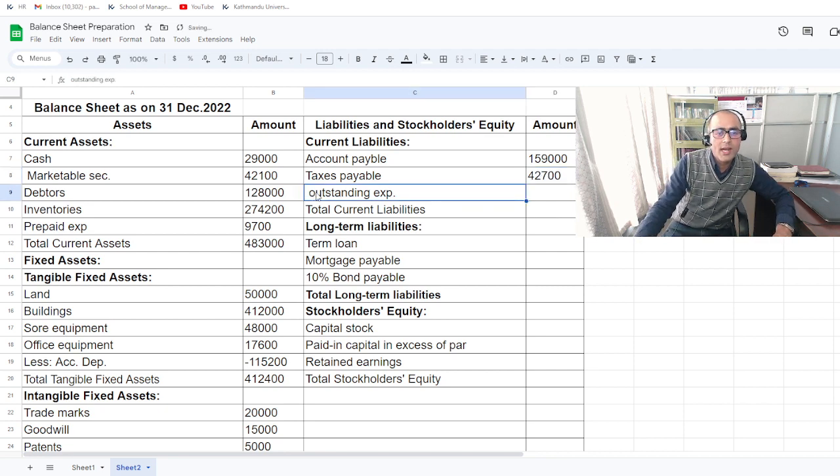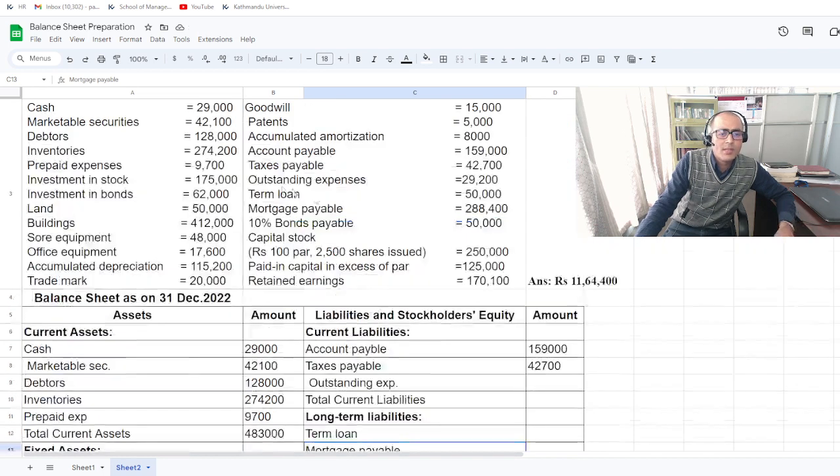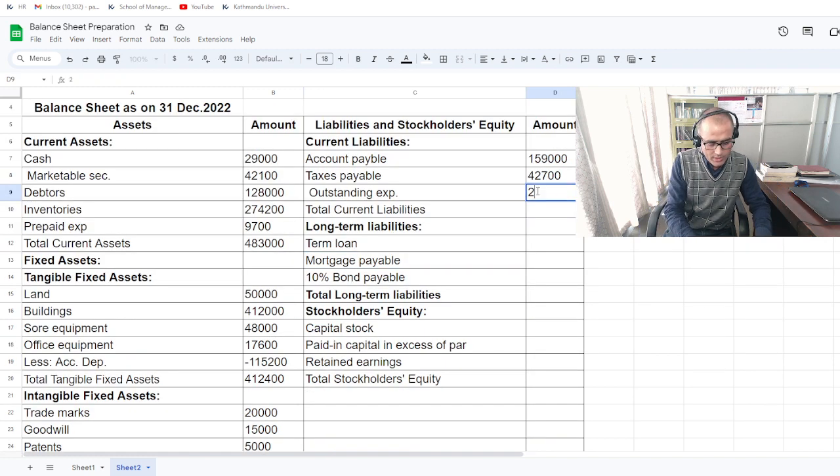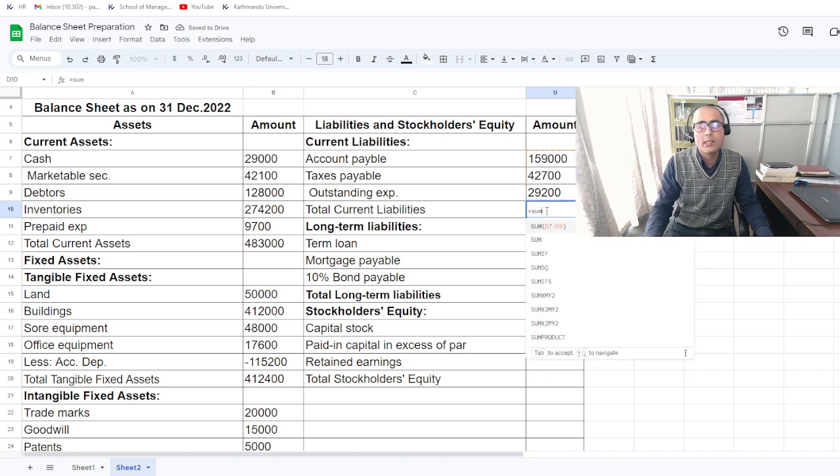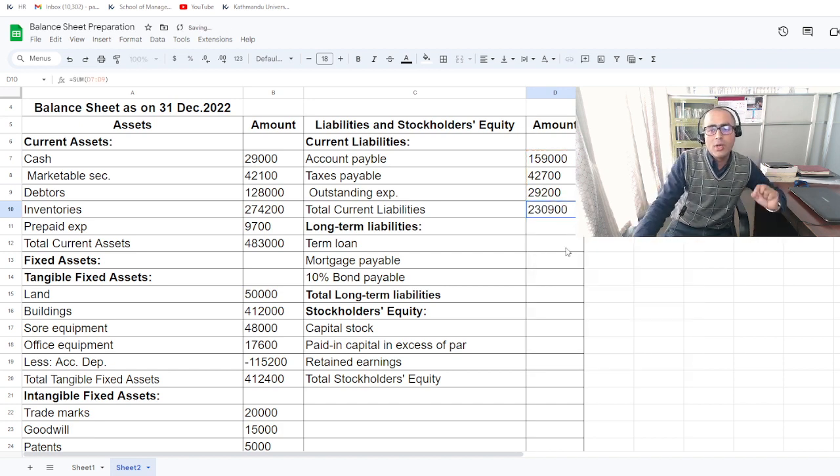Now what about the outstanding expenses? That is also known as your accrued expenses, like your wages payable or salary payable. Whatever payable you say, that's the outstanding expenses. Anyway, we are given 29,200. Now you just find the total. You take the sum, then you get 2,30,000, which is our current liabilities, or we can say the short-term debt also. Now what about the long-term liabilities?